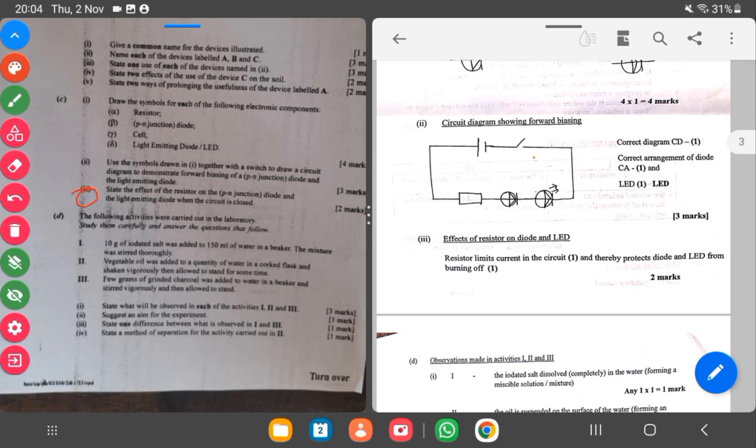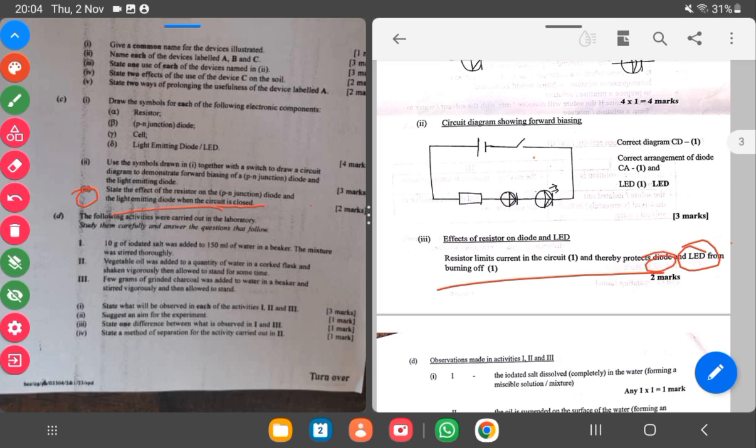So what's the effect of the resistor? The resistor, as the name implies, limits the current in the circuit and thereby protects the diode and LED from burning off. So you have to look at the question well and then answer as asked or instructed. It says the effect of the resistor on the PN junction diode and the light emitting diode.